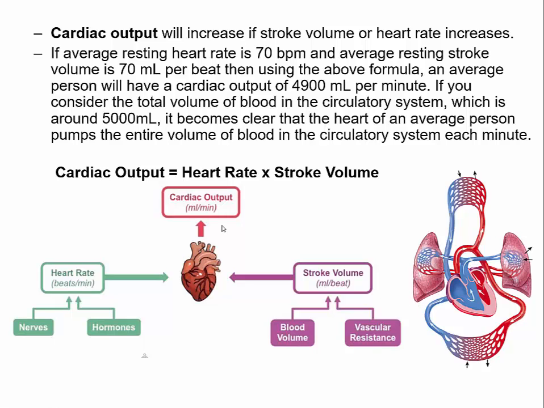In fact, if you look at the average cardiac output of somebody who's at rest, with a heart rate around 70 beats per minute and a resting stroke volume of 70 mL per beat, then using this formula you can calculate that their cardiac output is 4,900 milliliters per minute. Taking into account that the average blood volume in the circulatory system is around 5,000 milliliters, or 5 liters, you can see that all of the blood in the body is pumped through the heart every minute, and that's at rest. With more physical activity, more blood is pumped through the heart every single minute, and the cardiac output increases.